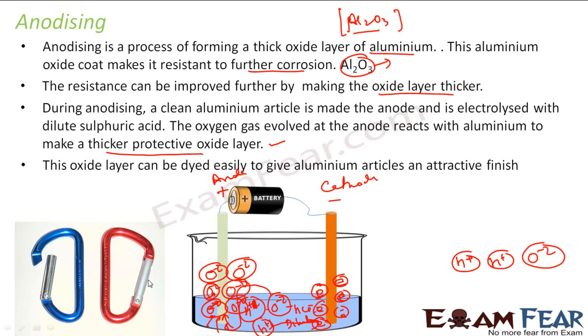So hope you understand this process. In this, you have the anode and the cathode. The anode is positive. Water breaks into hydrogen and oxygen ions. Since the anode is positive, the oxygen ion is attracted toward it. Hydrogen ions are attracted toward the cathode. We are not bothered about the cathode, we are bothered only about the anode. In the anode, if you see a lot of oxygen ions there, that means oxidation can happen, and Al2O3 is created.